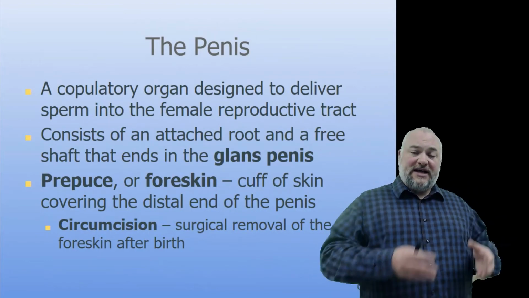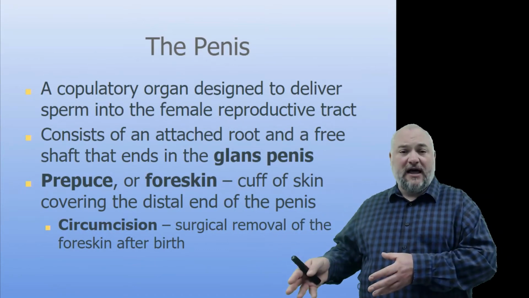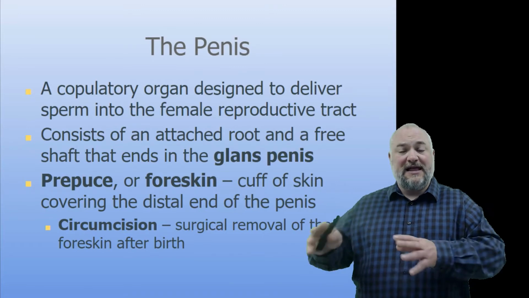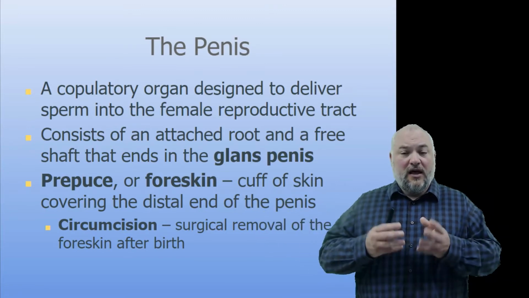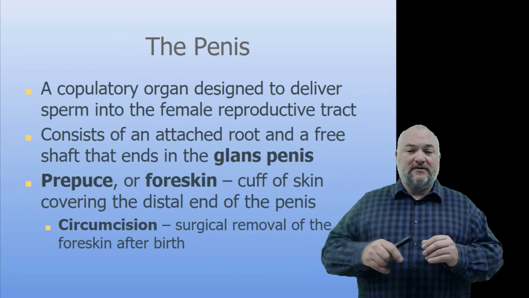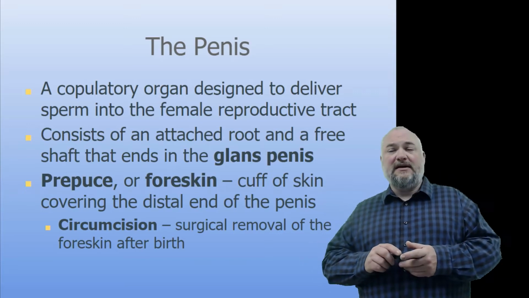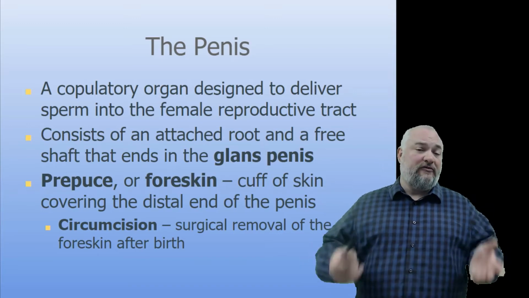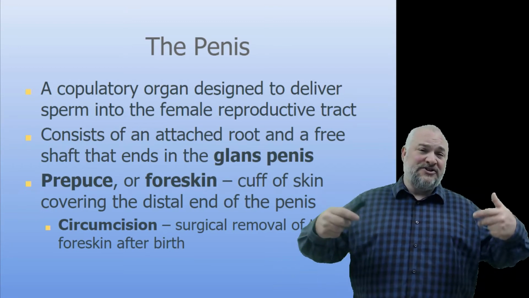So it consists of the attached root, the part of the penis that's firmly attached, and the free shaft hanging out, which ends in the glans penis. The expansion at the end of the penis is called the glans penis. Around the glans penis is something called the prepuce, or foreskin. It's a little cuff of skin that covers the distal end of the penis. That is, on some folks, cut off at birth or sometimes later, depending on the culture. And that is known as circumcision.